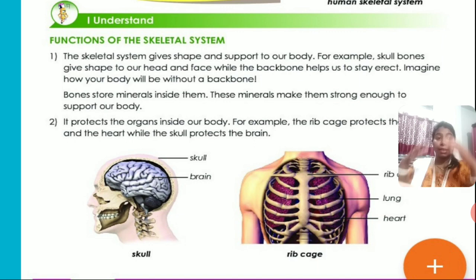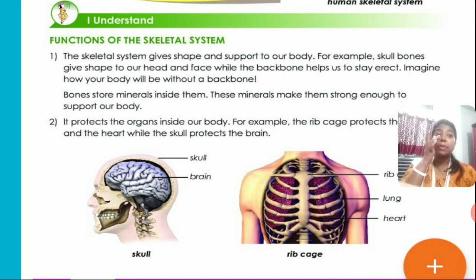As I showed you in the picture, the skull bone gives shape to our head, even to the face. Am I clear? And the long backbone helps us to stand erect, and sometimes helps us to bend. Yes or no? These bones support us to do that.